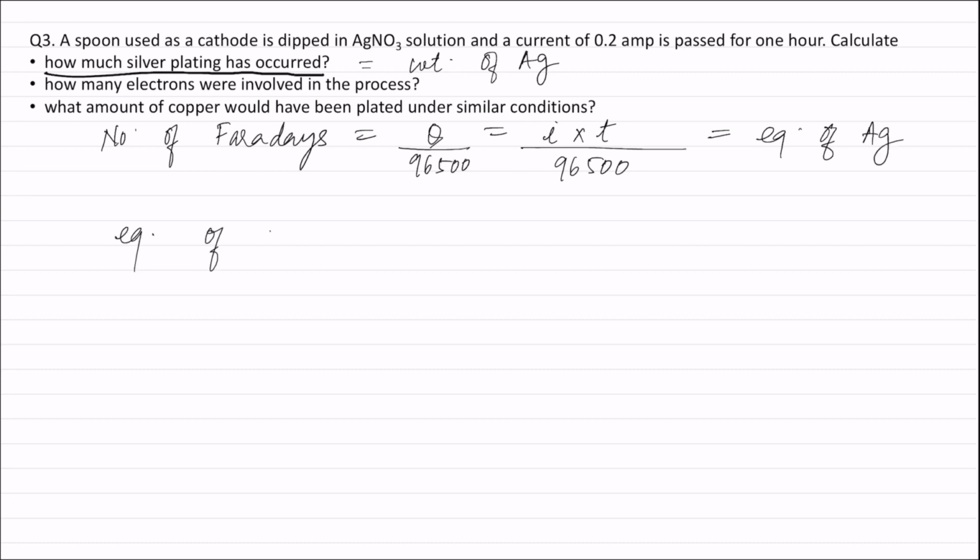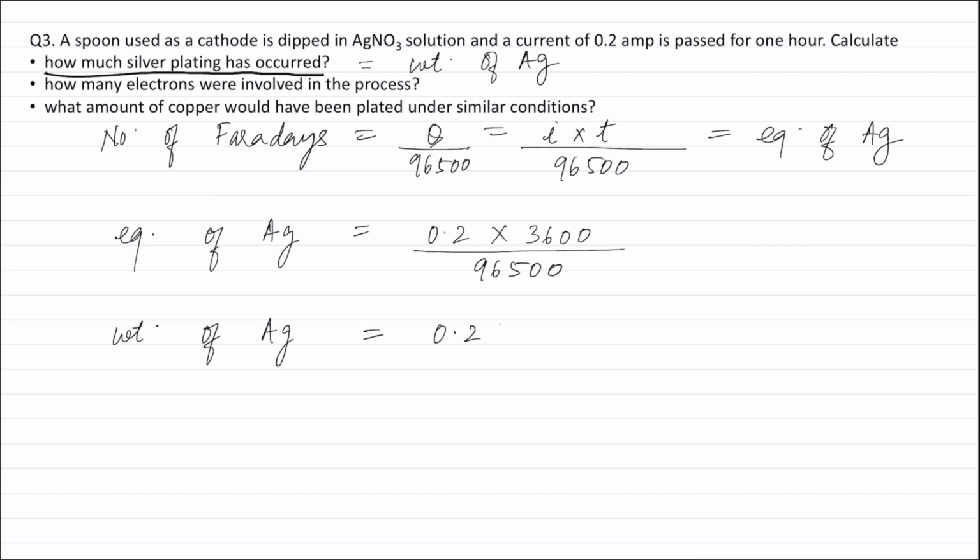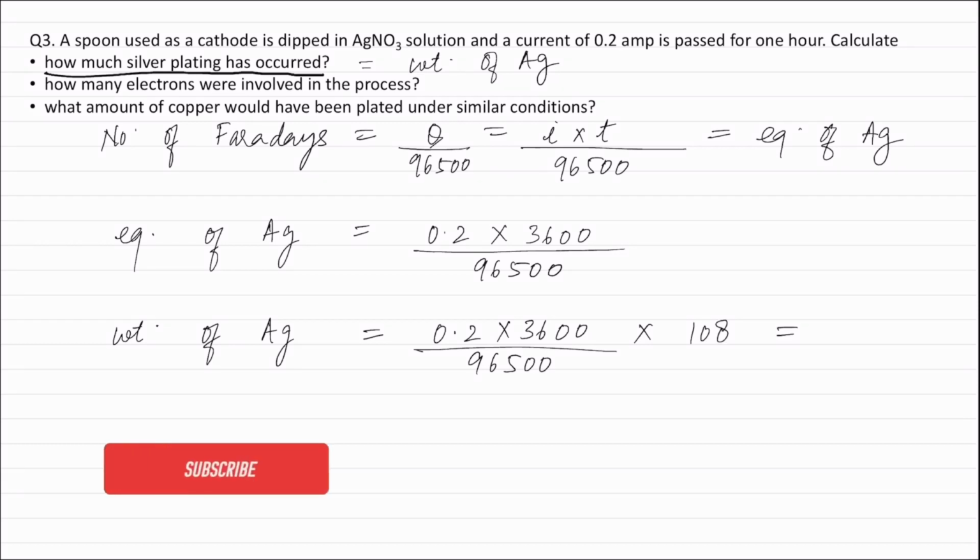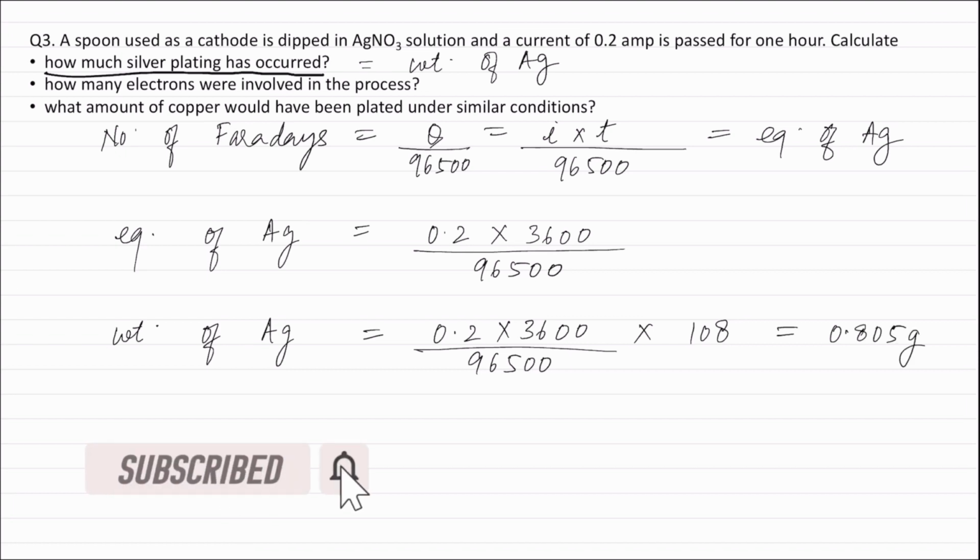Therefore, equivalence of silver is equal to, the value of I is 0.2 amperes into T. The value of T is 1 hour or 3600 seconds divided by 96500. This gives the equivalence of silver. From this, weight of silver is equal to equivalence of silver, that is 0.2 into 3600 divided by 96500 into equivalent weight of silver. The equivalent weight of silver is equal to 108. Solving this, the weight of silver is equal to 0.805 gram. Now the second part of the question, how many electrons were involved in the process?